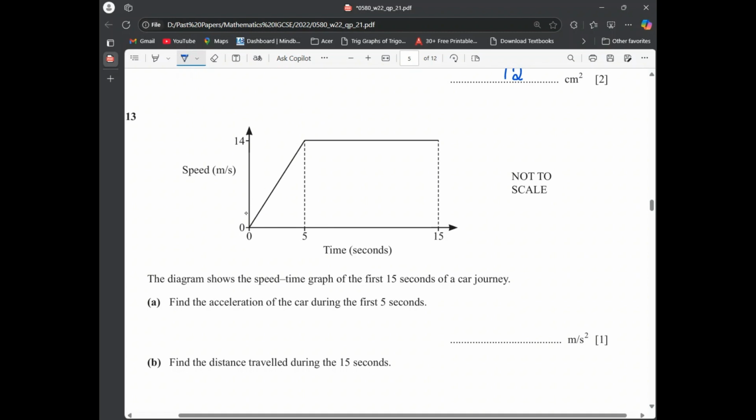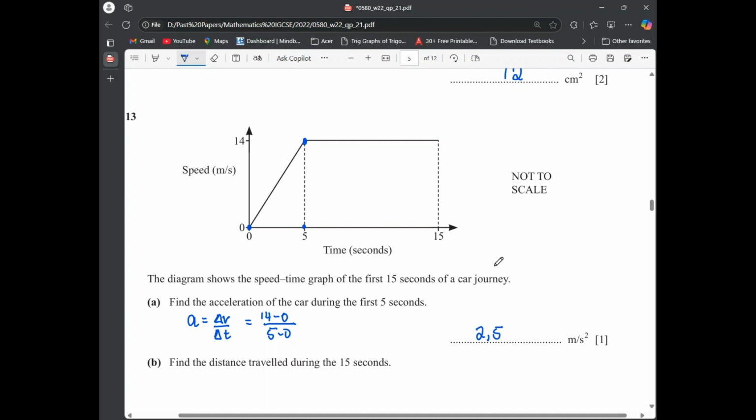This is a speed versus time graph. Acceleration is the change in speed divided by the change in time. So a is going to be the final speed, 14, minus the initial speed, 0, divided by the final time, which is 5, minus the initial time, which is 0. So 14 divided by 5, and my acceleration will be 2.5 meters per second squared.